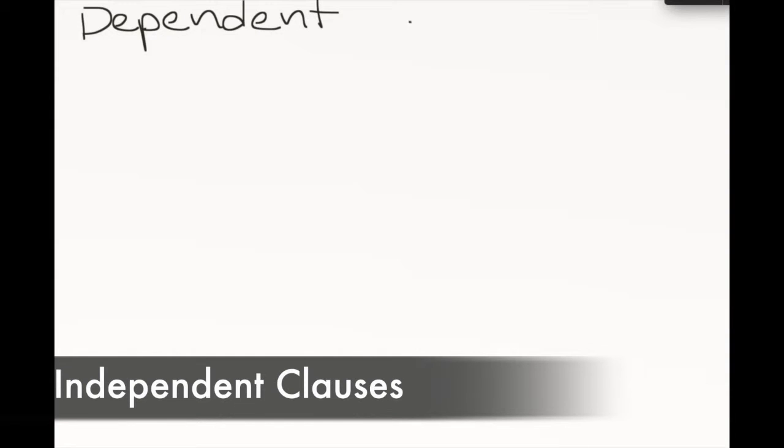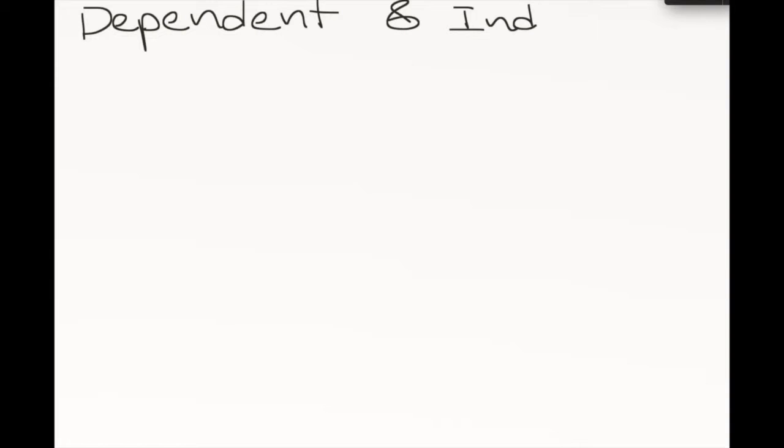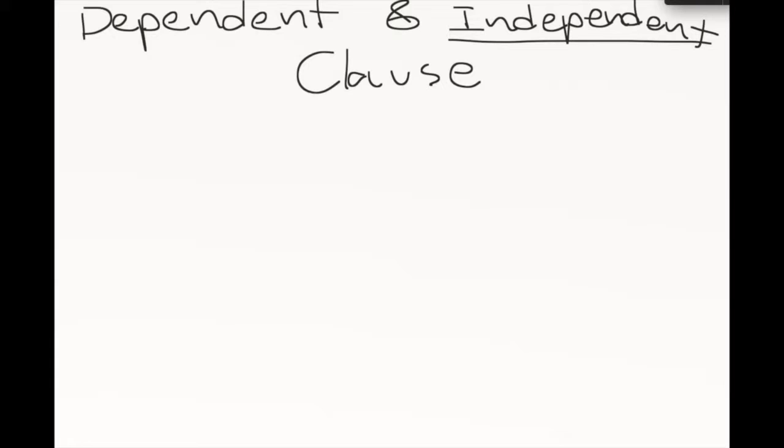Okay, so we are talking about dependent clauses. Dependent clauses are not full sentences, they're only a portion. And then we are talking about independent clauses. Now those are full sentences. They can stand alone. So when you're writing more complex English sentences, you'll run into this problem: sentences that are a combination of dependent and independent clauses.